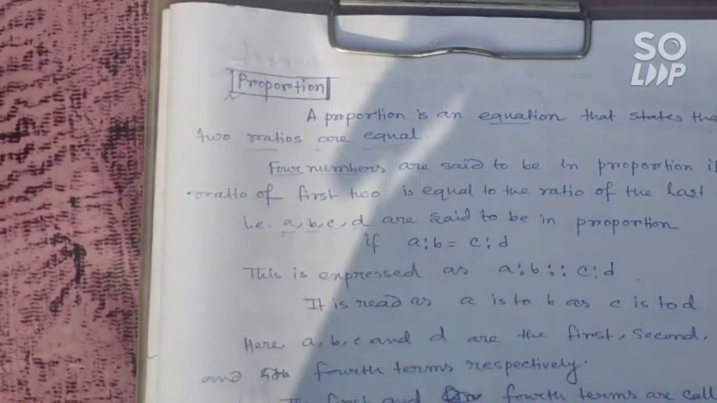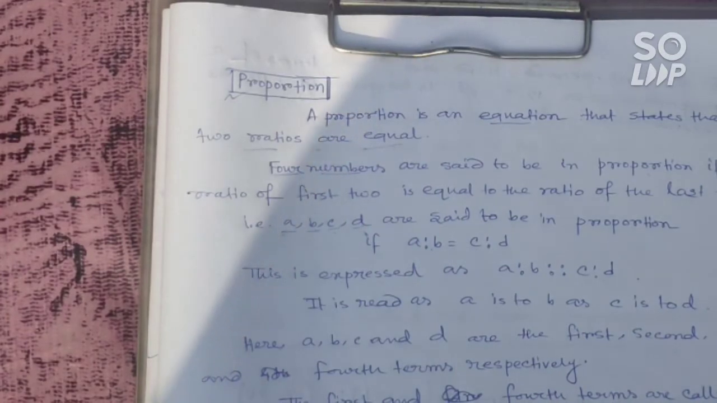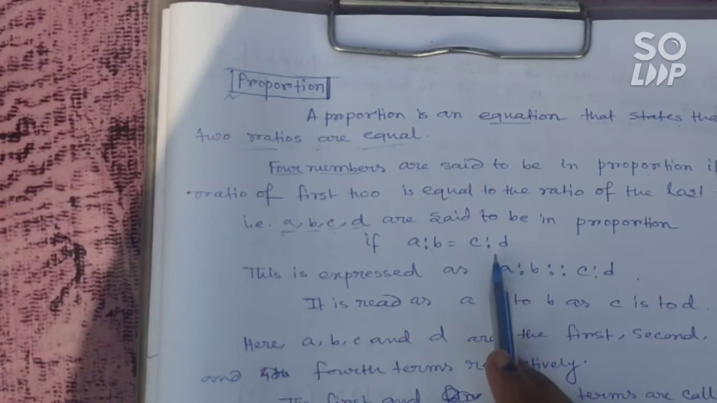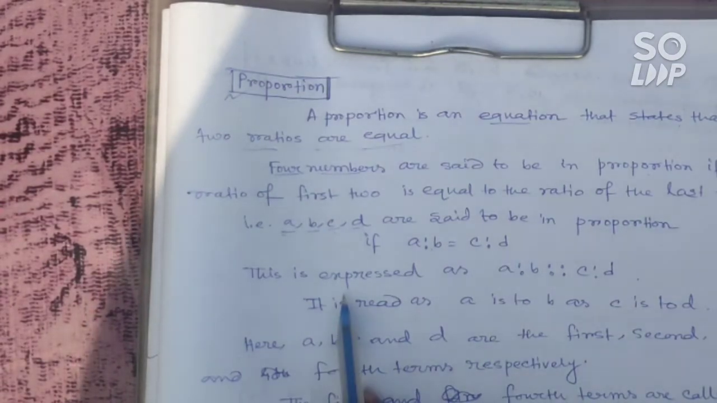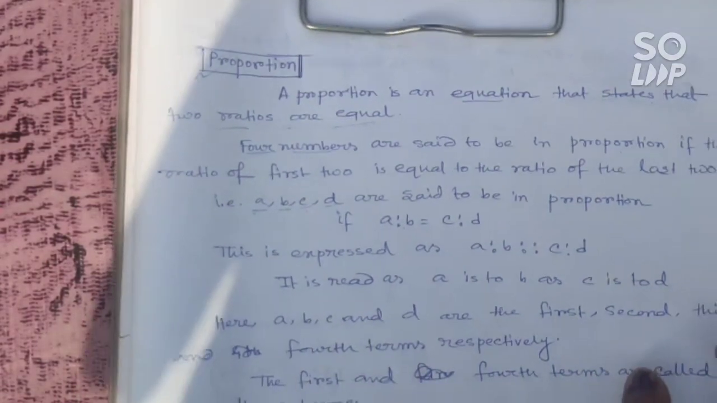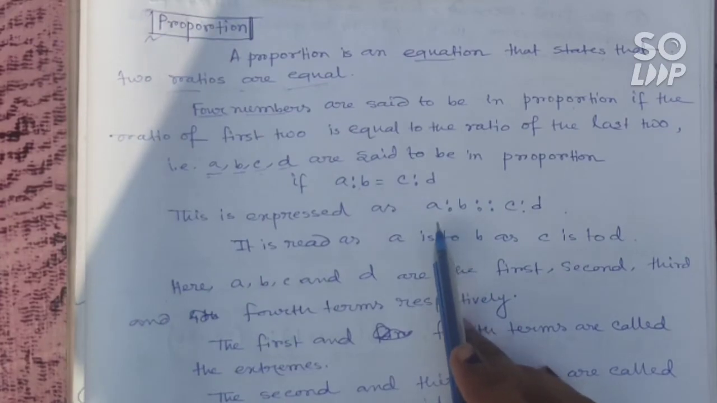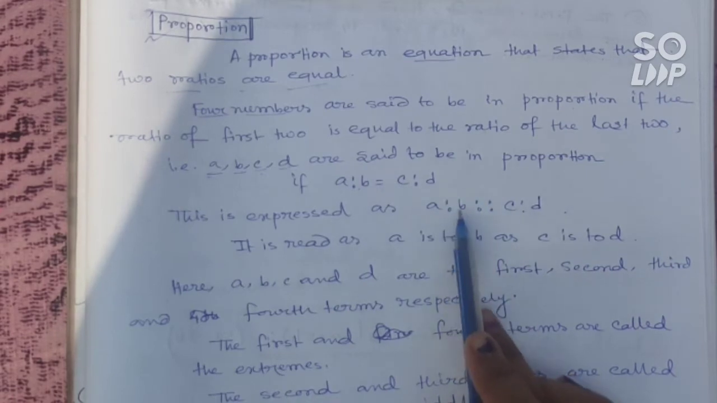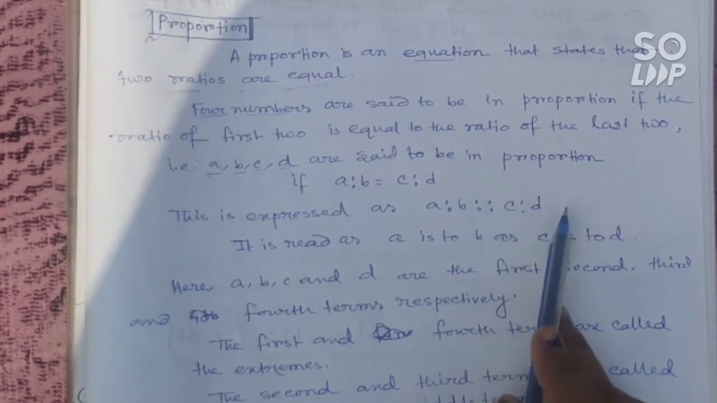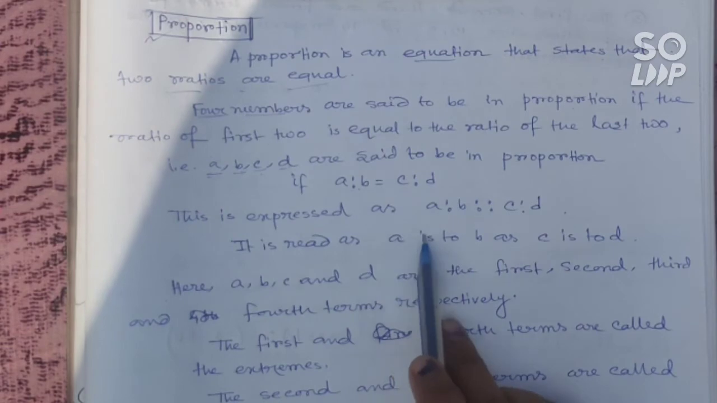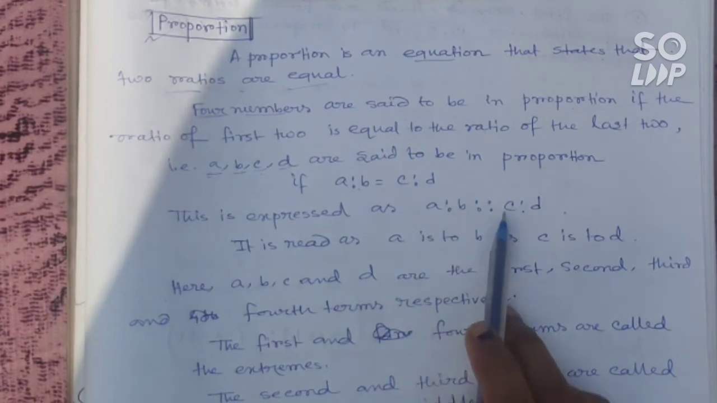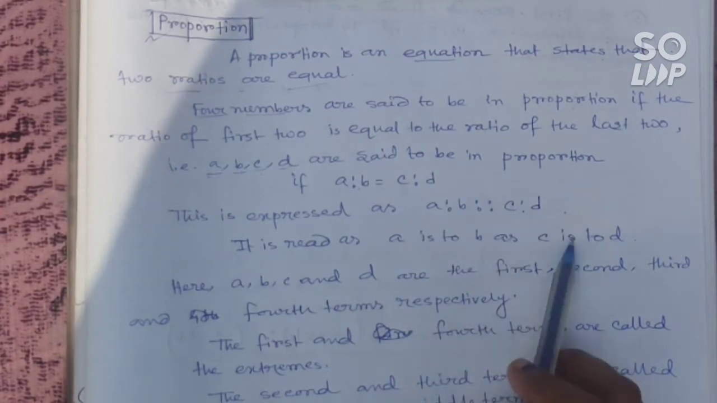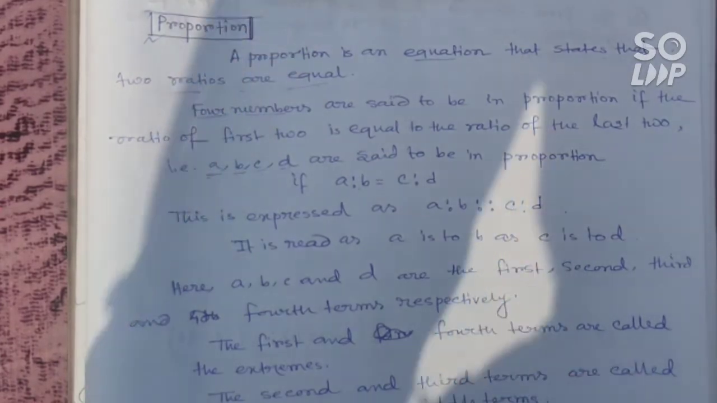So A, B, C and D are said to be in proportion if A is to B equal to C is to D. This is also expressed as A is to B, double colon, C is to D. This is the proportion sign, okay? A is to B proportion C is to D. It is also read as A is to B as C is to D. Okay?